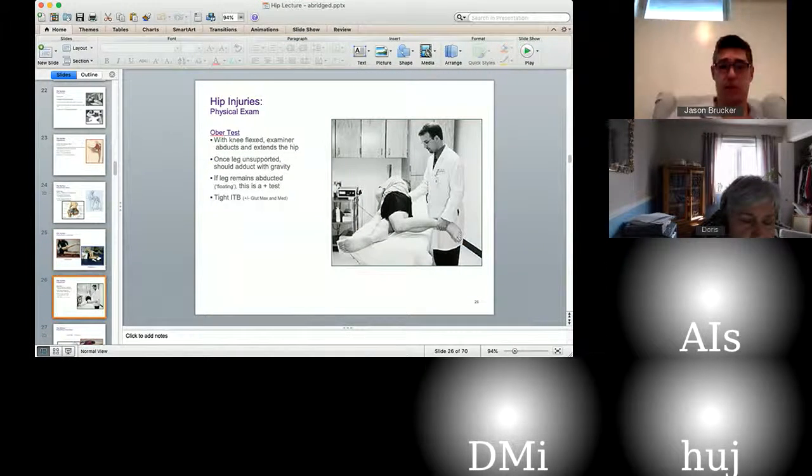Some other special testing includes Ober's test, which is to assess whether or not there's a tight IT band, iliotibial tract. With the knee flexed, the leg is abducted and extended and should adduct with gravity. If it doesn't, then this signifies a tight IT band.